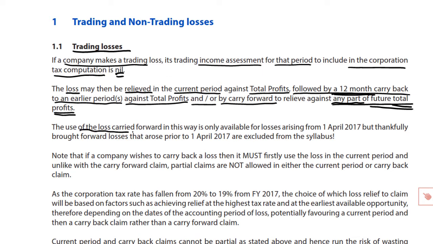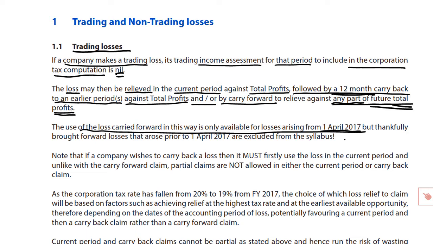The use of the loss carried forward in this way is only available for losses arising from the 1st of April 17. Now, I would imagine that most of you now studying for your examinations under the Finance Act 18 are probably seeing it for the first time. Or if it's later on in this cycle, you've only experienced Finance Act 18. But if there are any of you out there who have studied under Finance Act 2017 rules, or indeed prior to that, this is a very big difference to what happened before.